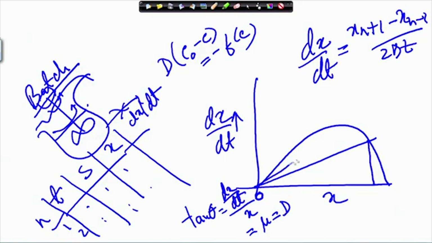So we can have different dilution rates. Instead of x they are considering C, which is replaced by C. So this is indicating the C star, and this is indicating the C star. This is how in this problem we can correlate the batch process with the chemostat process.